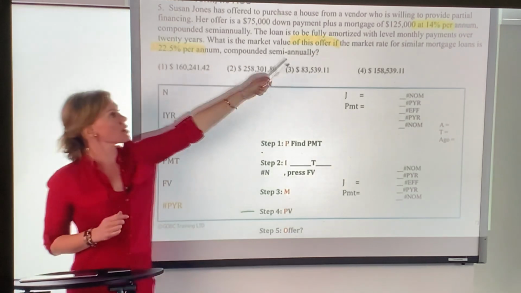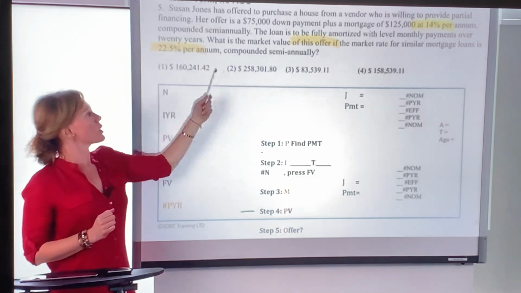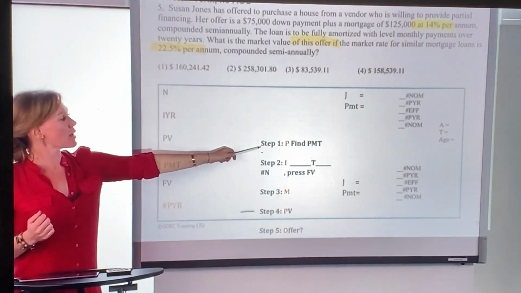So we have the 2 rates in the question. We know that we're looking for the PV of the offer. That means you must add the cash at the end, and all of the answers are in money. Okay, so let's start with the question. We're going to work step by step. Step 1 is to find the payment.